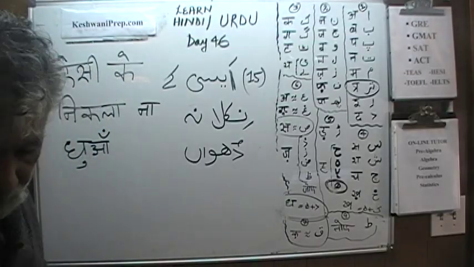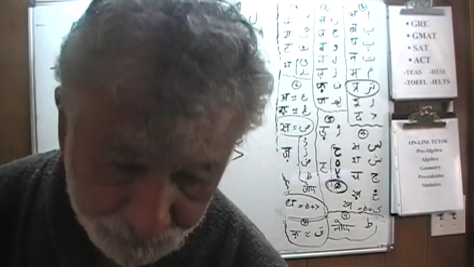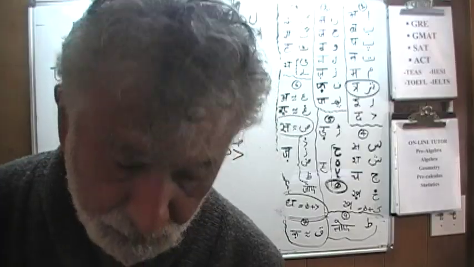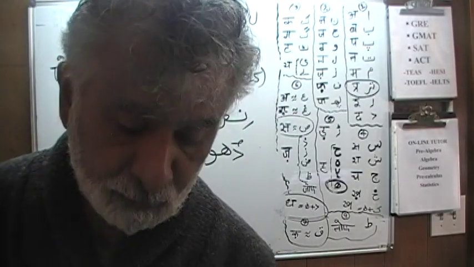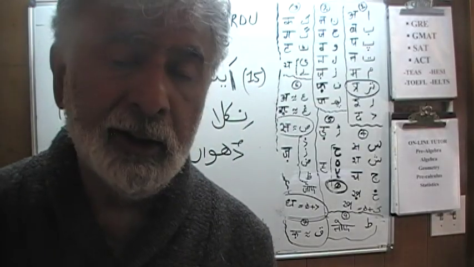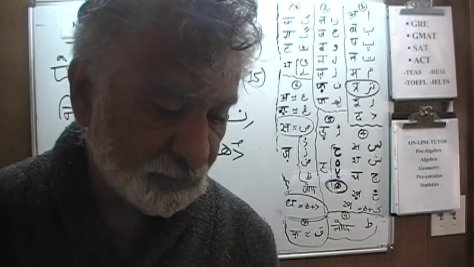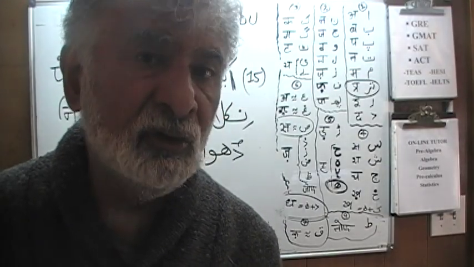So the line before that was आग सीने में लगी. There was a fire in my heart. What kind of fire was it? What sort of fire was it? ऐसे के निकला ना धुआं. It was a fire that was simply smoldering, but there was no smoke.